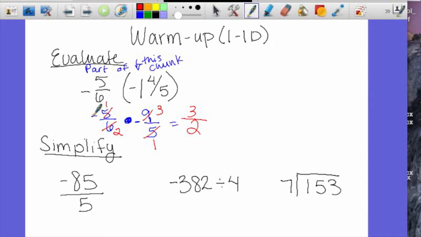And if I remember, it's positive. So I'm just going on and changing this to 1 and 1/2. And it's complete. Remember, just review of simplifying.